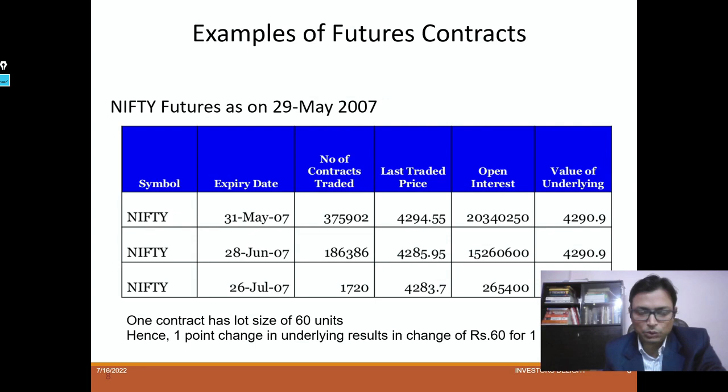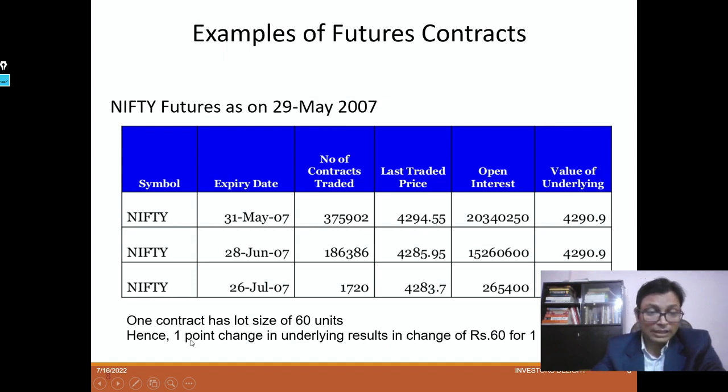Some old examples we are coming with Nifty futures as on 29th May 2007, and we see the number of contracts traded on 21st May 2007, 28th June 2007, and then 26th July 2007. These were the expiry dates. So on those dates, how many contracts were traded, and the last traded price are something, then open interest is something, we see the value of underlying is something. So all these things are there.